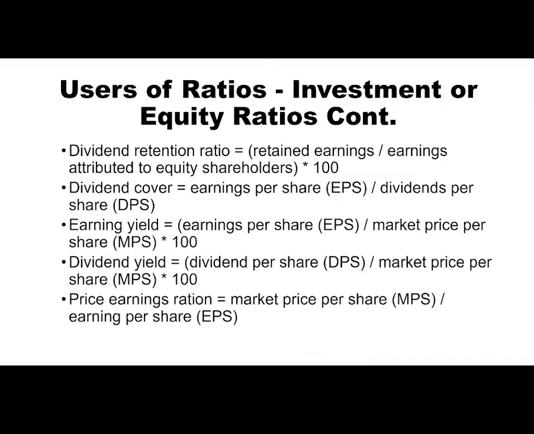Then you have the price earnings ratio. Here it will indicate how much an investor is prepared to pay for a company's share given its current earnings per share. So the higher the price earnings ratio, the more confident investors are that the company will perform well in the future. You have to get the market price per share, MPS, and divide it by the earnings per share, the EPS.